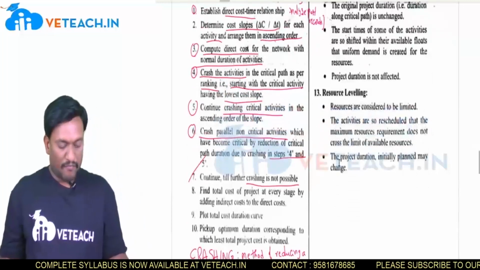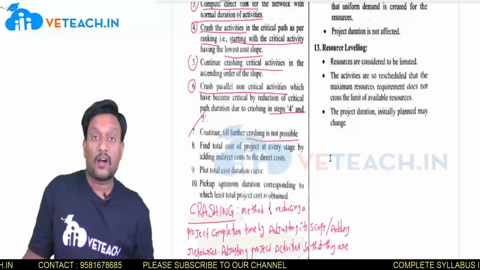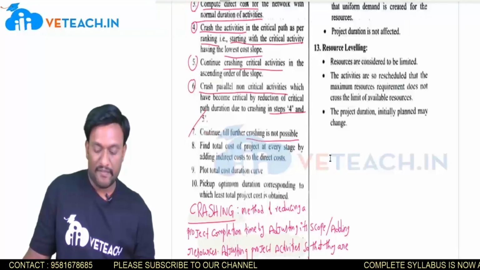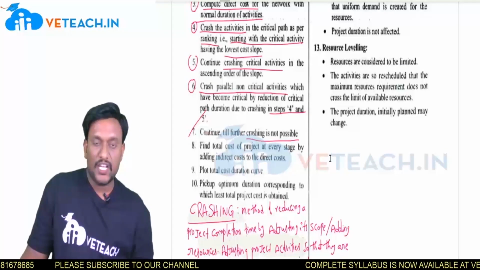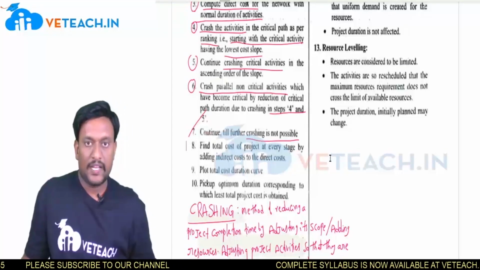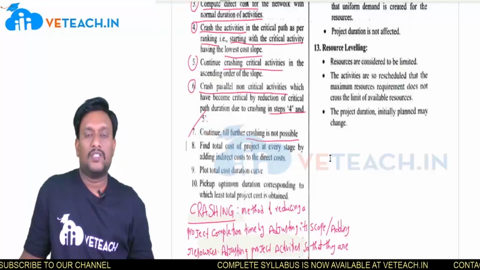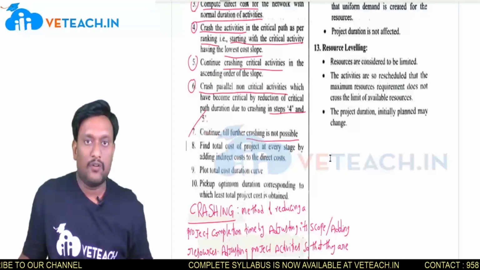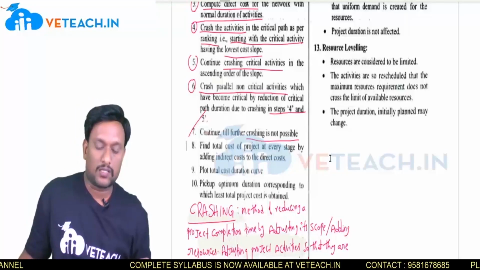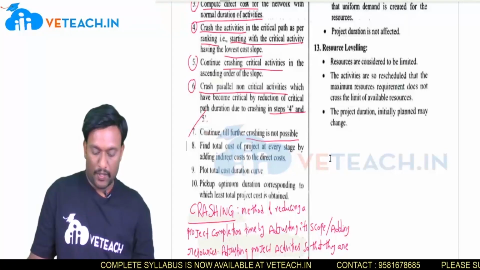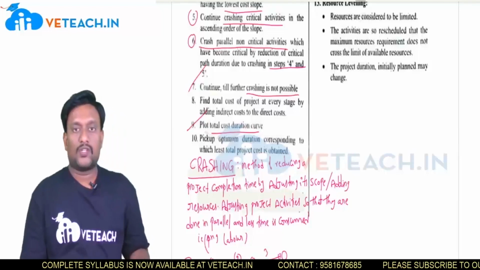Now, after crashing critical activities and non-critical activities, find the total cost of the project at every stage by adding indirect cost to the direct cost for each and every activity at each and every stage. Once crashing is performed, we are able to find the total project cost by just adding direct and indirect cost. Now you have to compute that. After that, plot the total project cost duration curve.